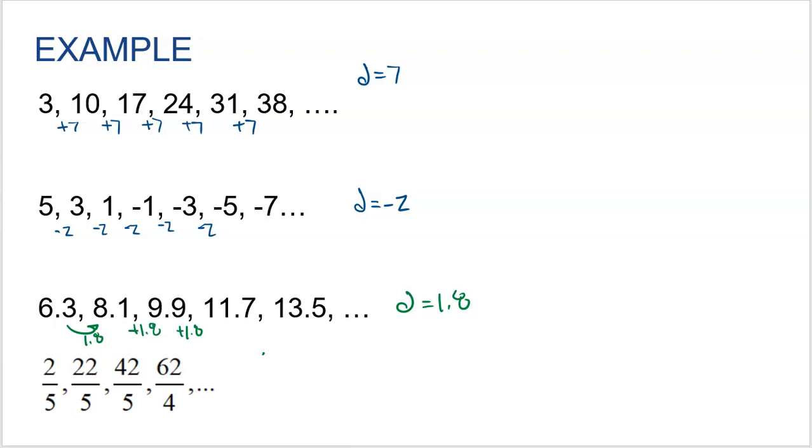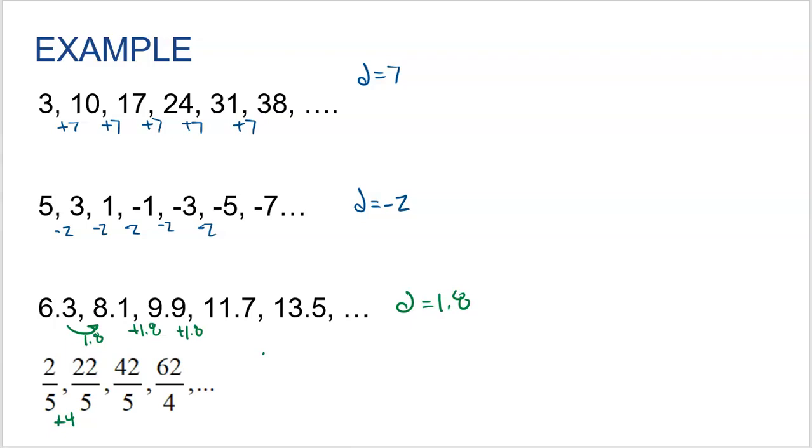Here's another one with fractions. Don't be afraid of fractions. So let's see here. What am I going up by? It's easy to see with whole numbers, like in our first example, but fractions might be a little bit trickier. Just take any two consecutive terms and subtract them. So 22 fifths minus 2 fifths is 4. Believe it, I'm going up 4. Yeah, 4 is 20 fifths. So 2 fifths plus 20 fifths would be 22 fifths.